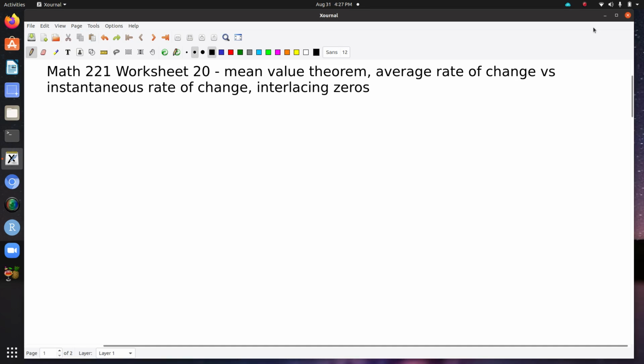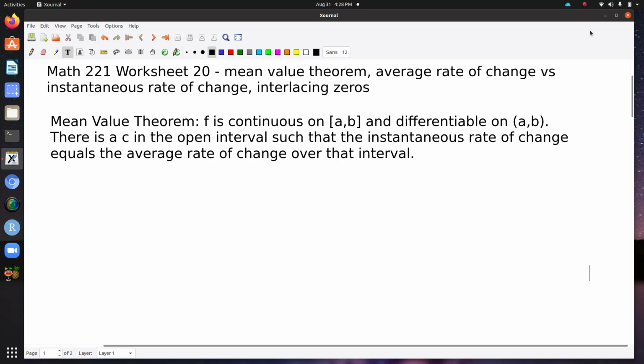Okay, so we get to talk about the mean value theorem, and along with that comes a little bit of discussion about average rate of change versus instantaneous rate of change, and also a little bit about interlacing zeros. So let's start with the mean value theorem.